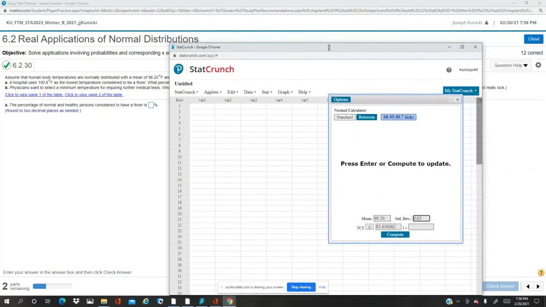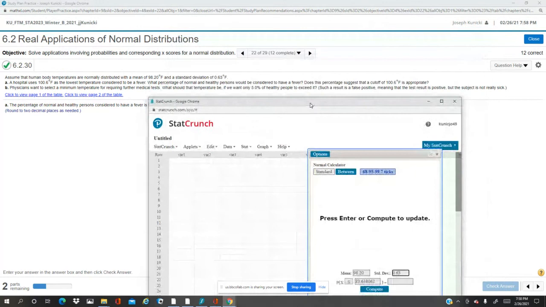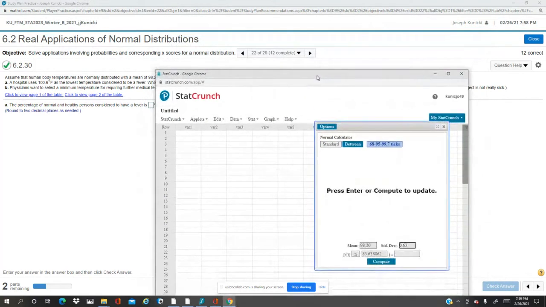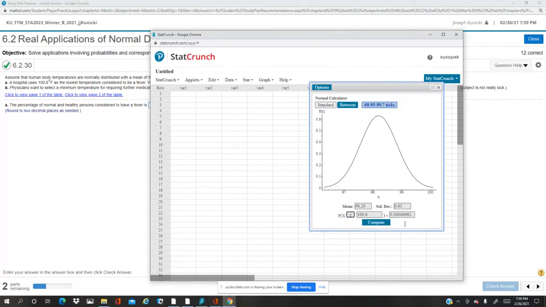And here they're asking for the percentage of normal and healthy persons considered to have a fever. Well, the fever cutoff's 100.6 degrees. So we want to put 100.6, and to have a fever, you have to have a temperature higher than it. So we got to change this to greater than or equal. And we compute, and it's really low.